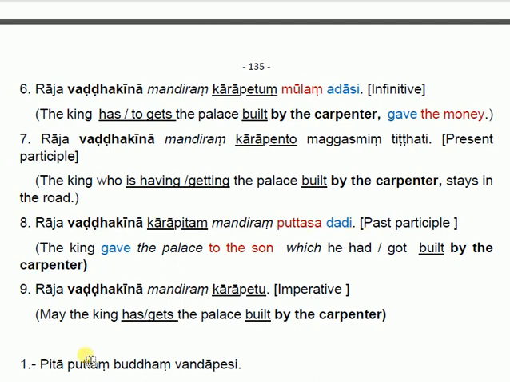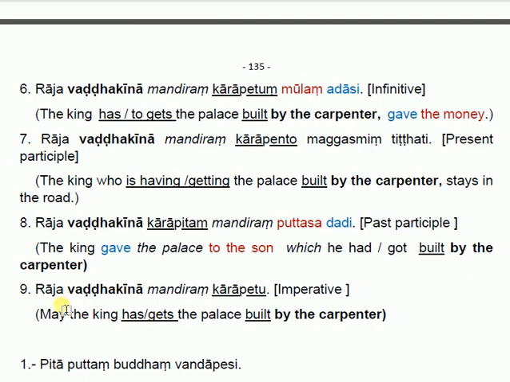And then here number 9. Raja Vadakina Mandirang Kara Petu. Here, imperative mode, imperative verbs, causative imperative verb. May the king have or get the palace built by the carpenter.